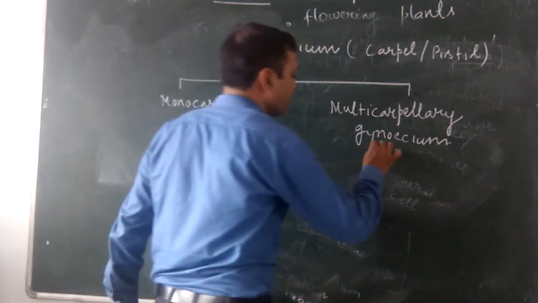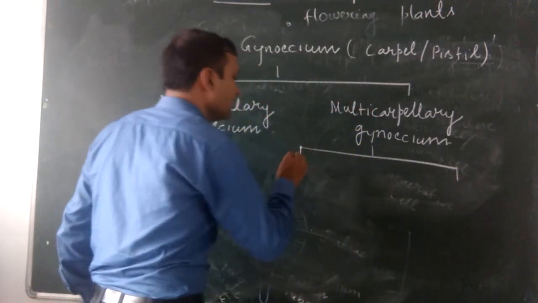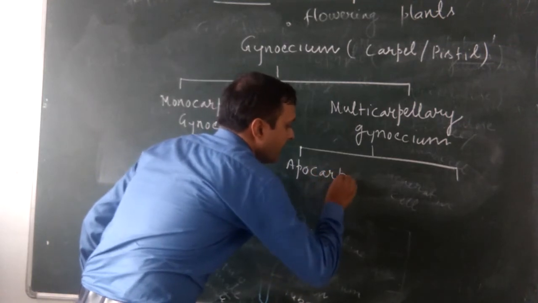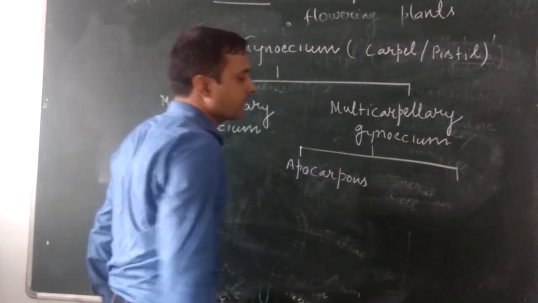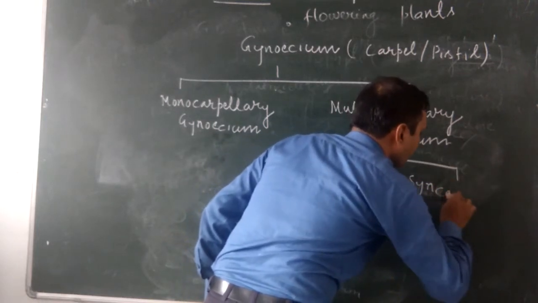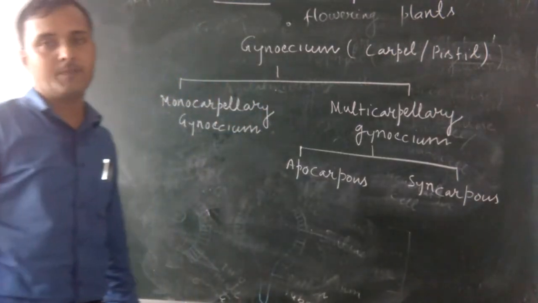Multicarpellary is further classified into 2 types. First one is known as apocarpous. Second one is known as syncarpous. So try to understand each of these.